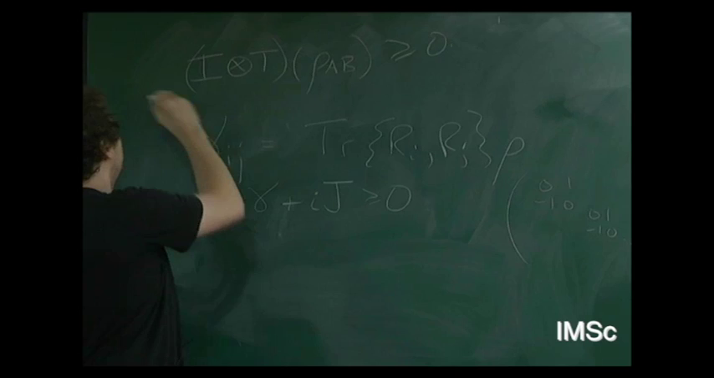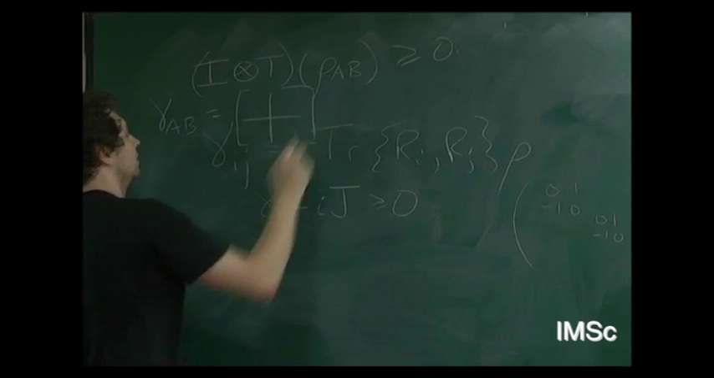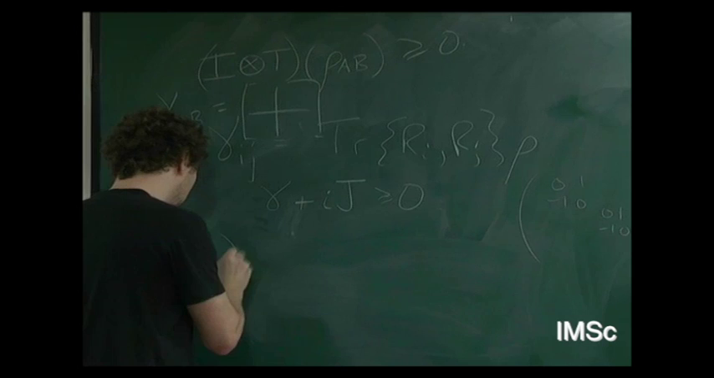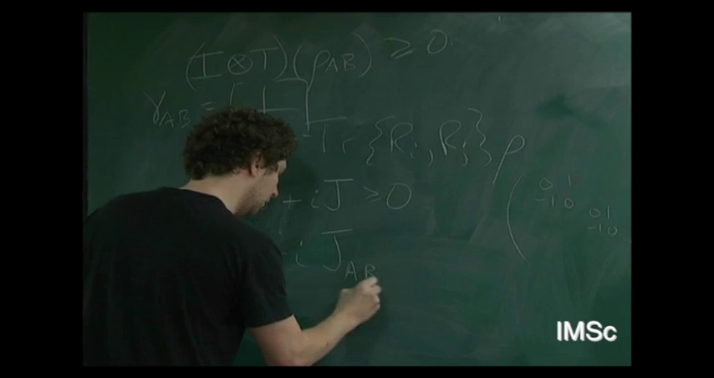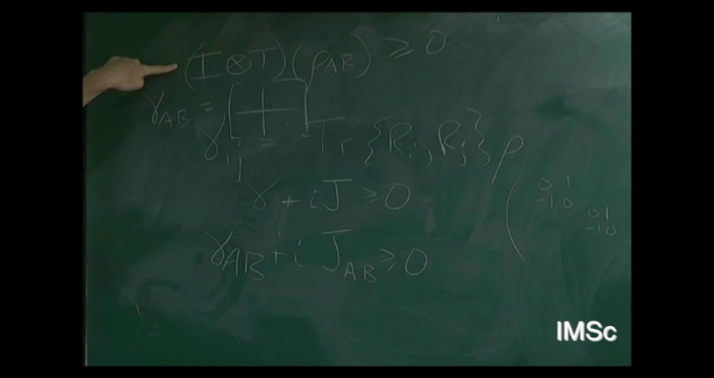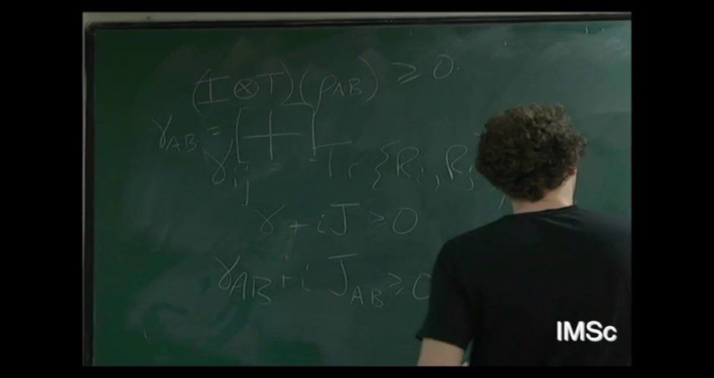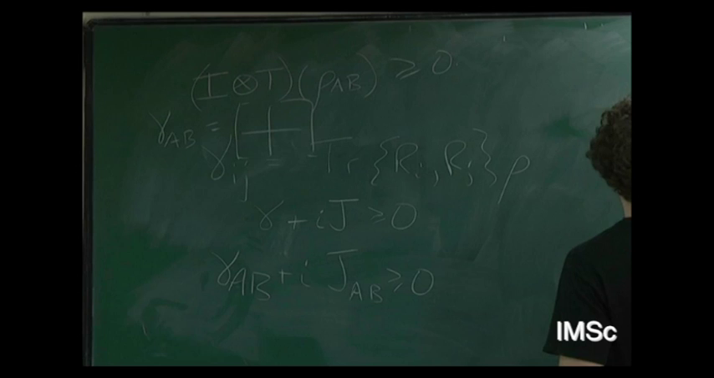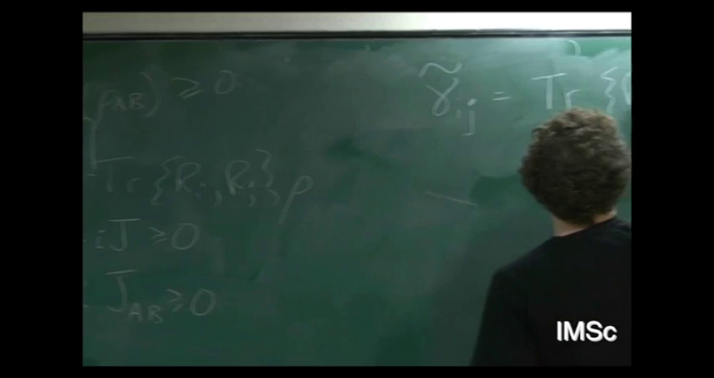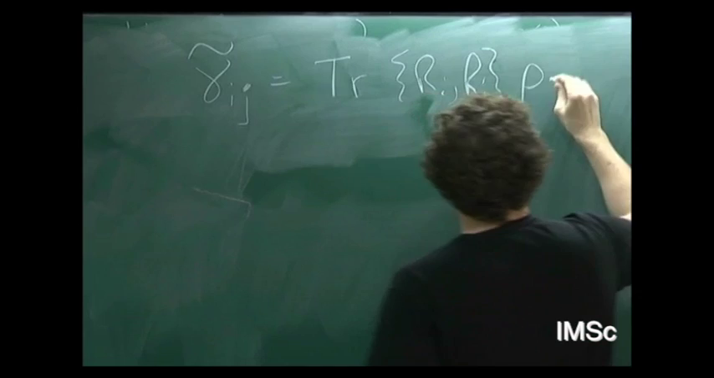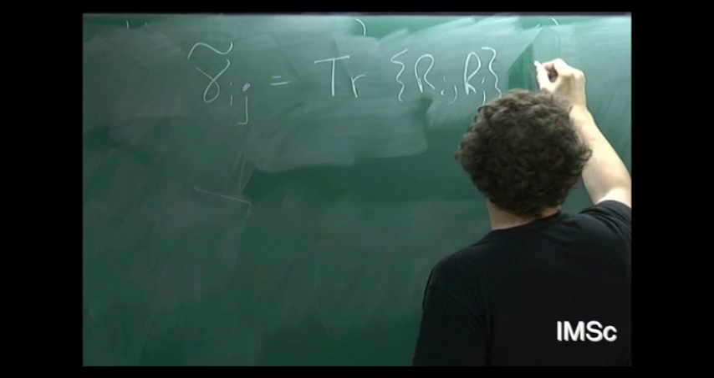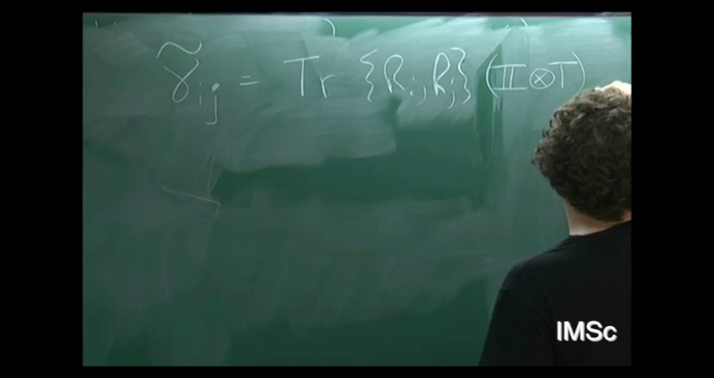First of all, for this rho AB, there's going to be some gamma AB, and it's going to have some block structure like this. So what we really want to ensure is we know that gamma AB is going to satisfy this. But what we'd like to ensure, in addition, is that this thing is a physical state. So that is going to make us compute something else. I'll call it gamma tilde ij. And it'll just be equal to the expectation of these rij's, not applied to rho AB, which is the state we're interested in, but applied to the thing that we want to show is a physical state, identity tensor transpose rho AB.